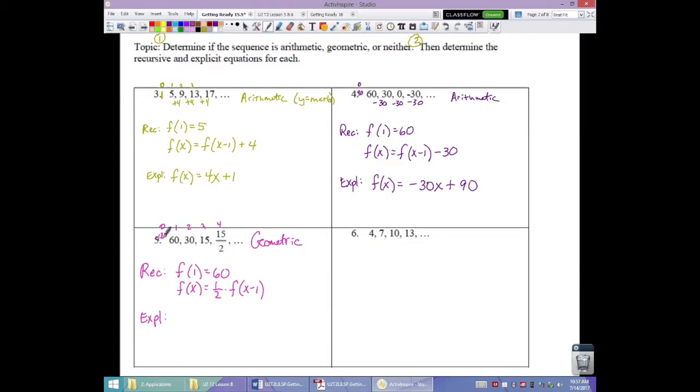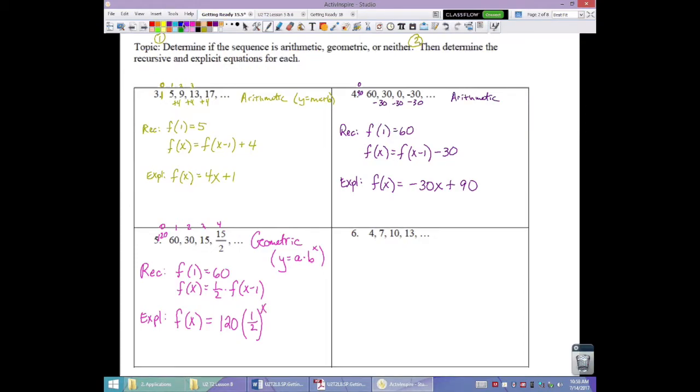Okay? So our explicit equation for geometric must look like y equals a times b to the x. So we say f of x is equal to the 0th term, the 120, times the b is our multiplier, our common ratio, 1/2, and then to the x power.